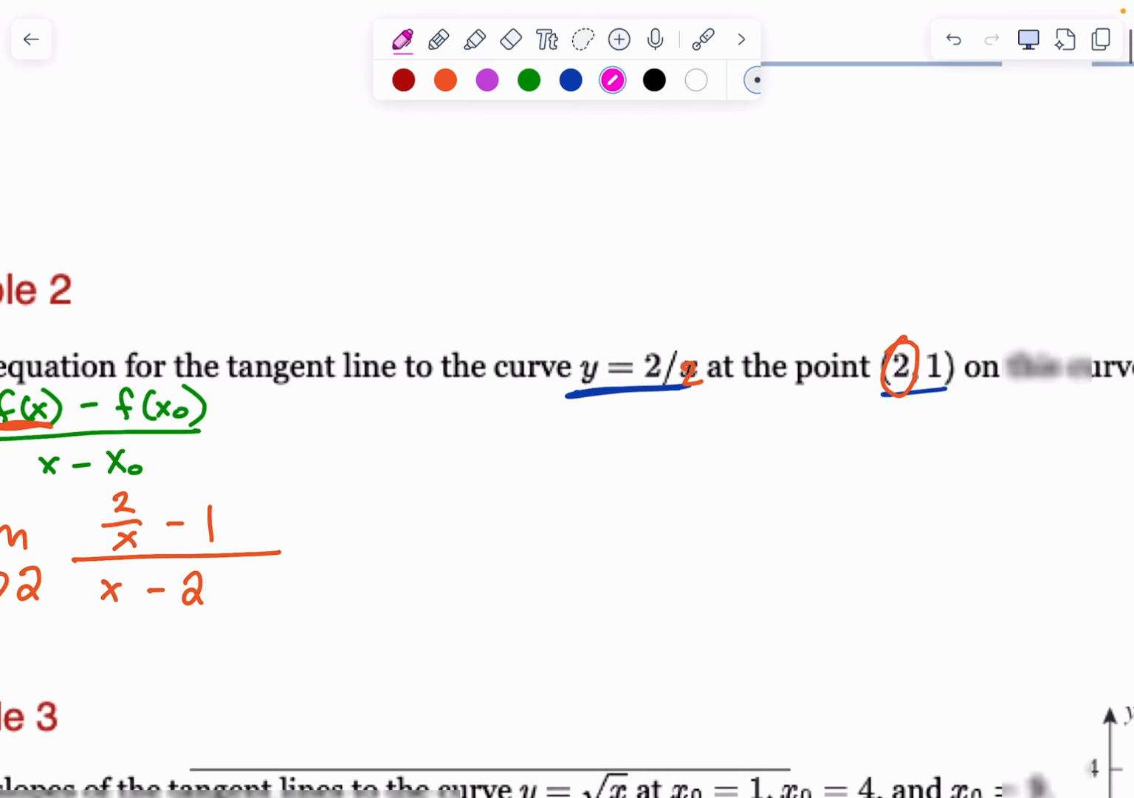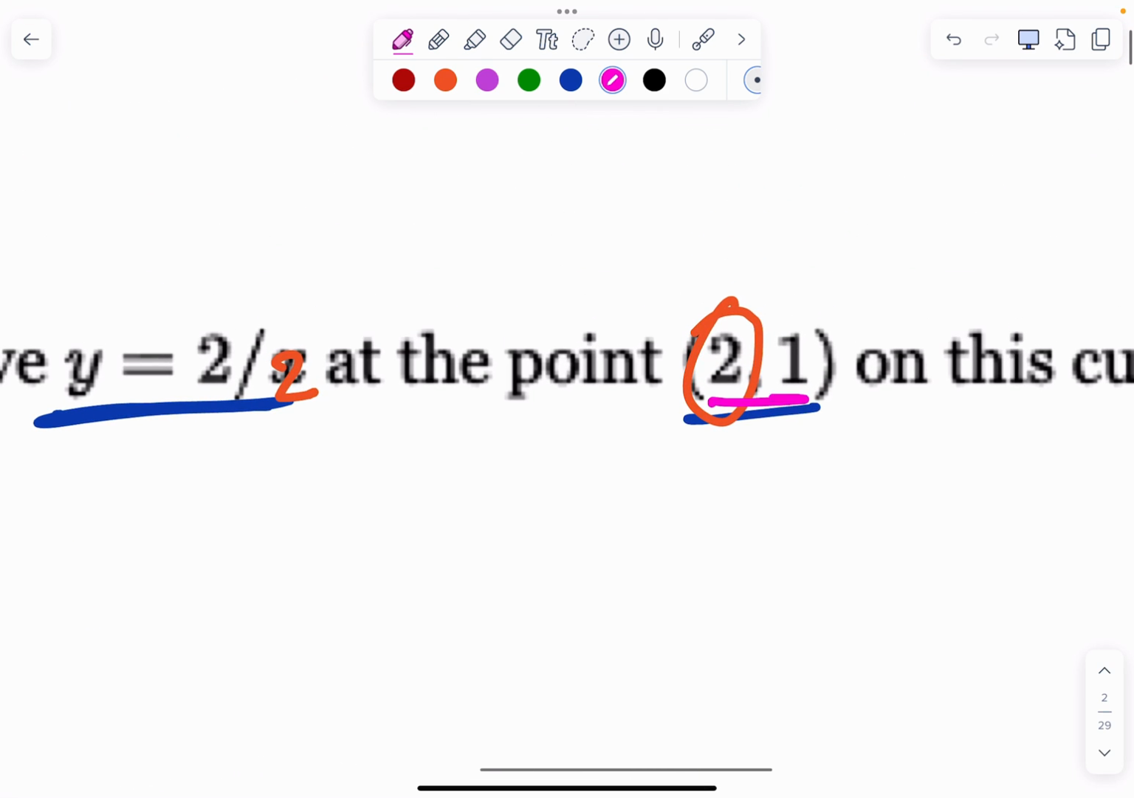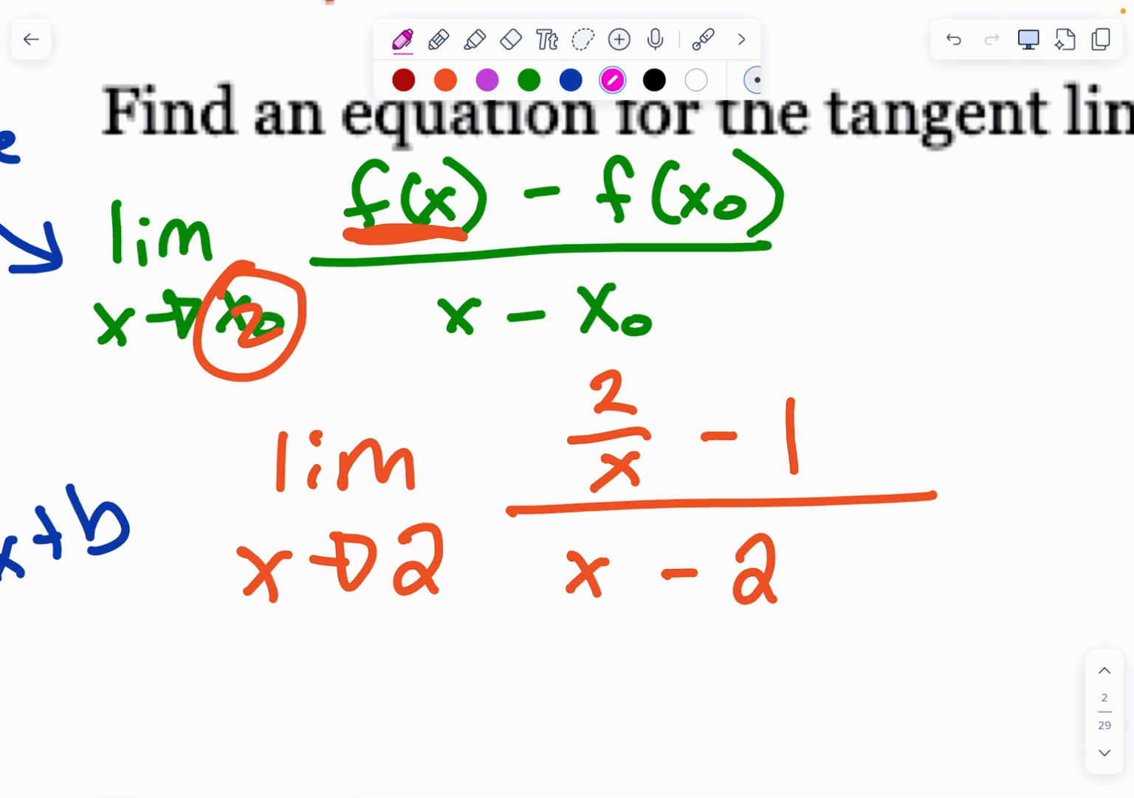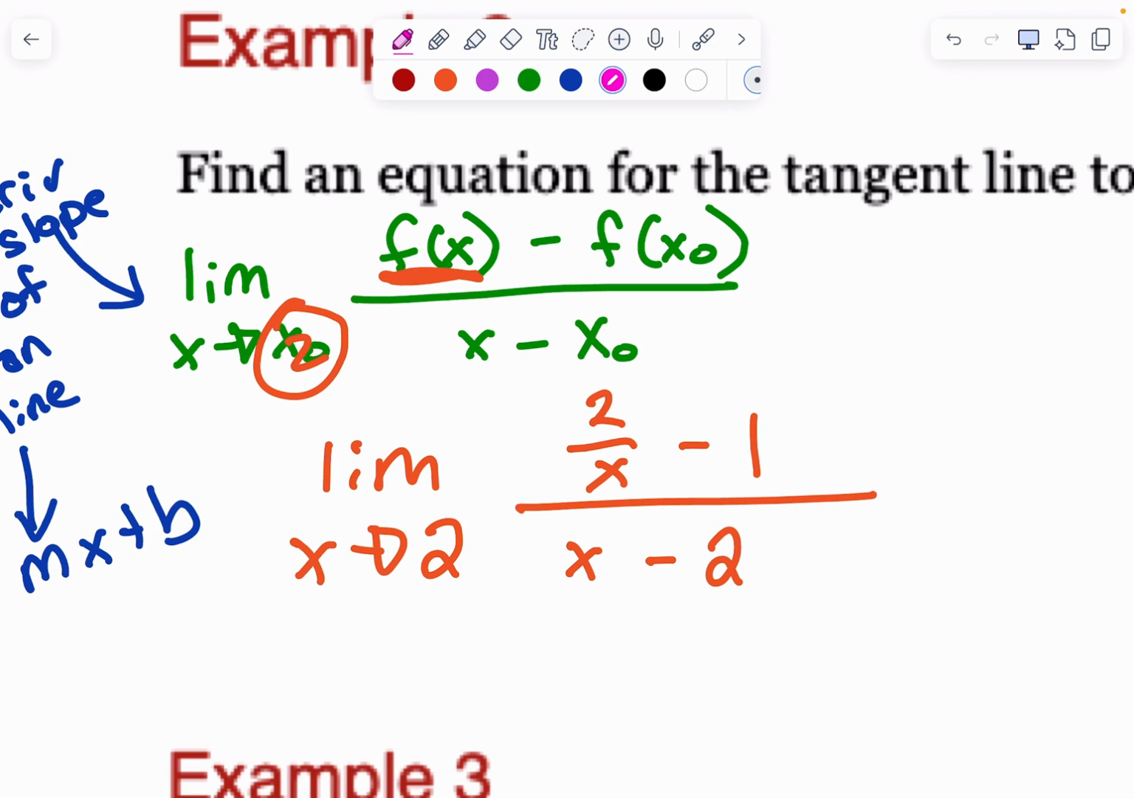The question says y equals 2 over x. Right here, the point (2, 1). So our x is approaching an x coordinate of 2. Y goes on top and X goes on bottom. That's where we got the 1 and the 2 from, on the right.